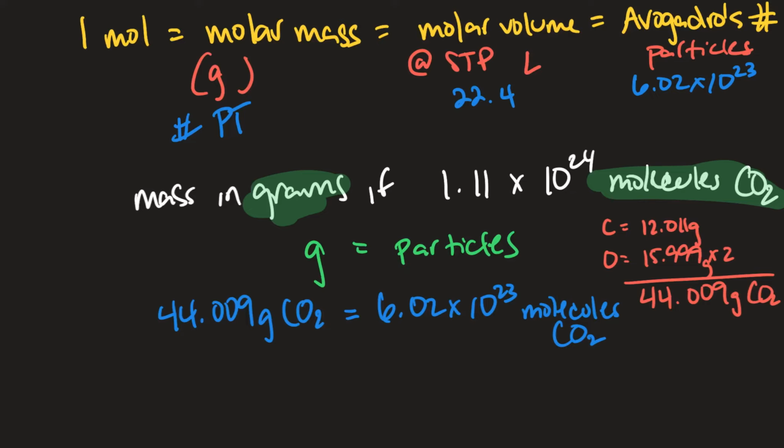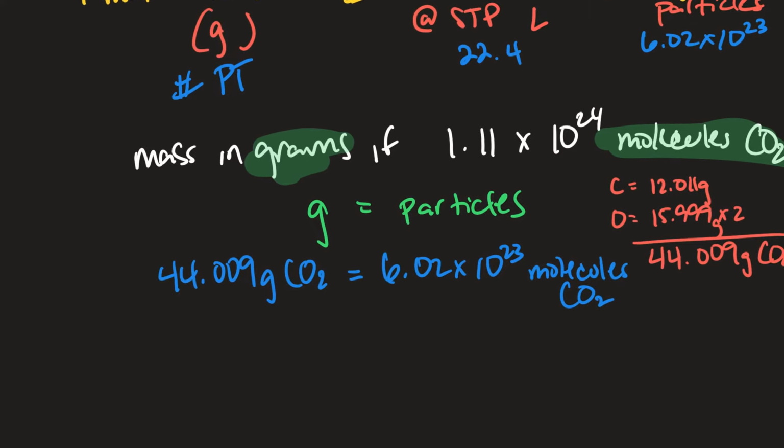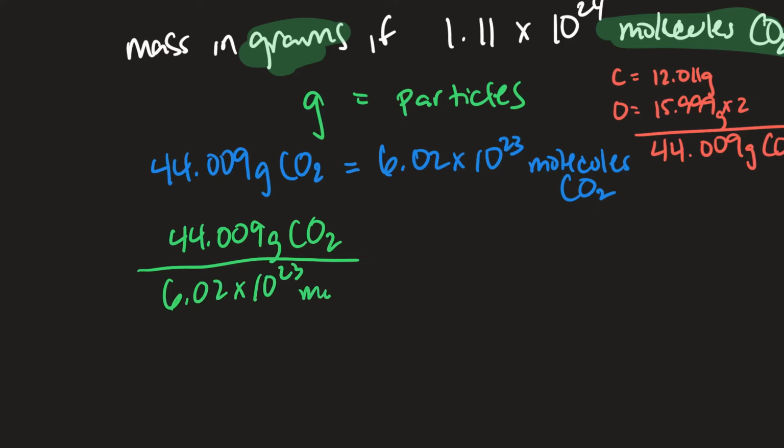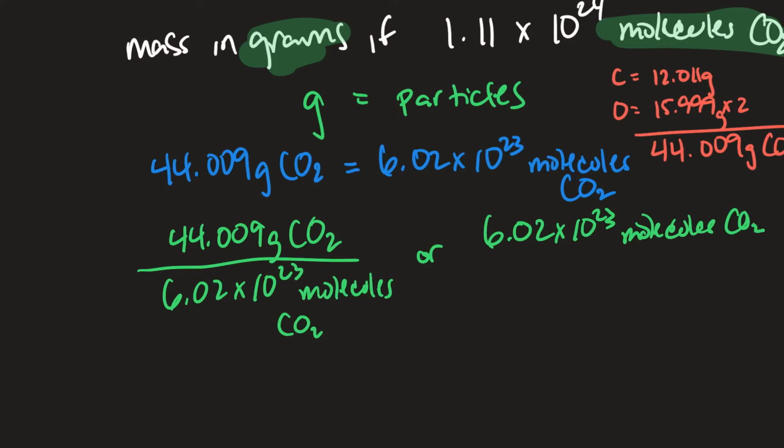So now that we have these equivalent statements, let's go ahead and write our conversion factors. Possible conversion factors: we have 44.009 grams of CO2 over 6.02 times 10 to the 23rd molecules of CO2, or 6.02 times 10 to the 23rd molecules of CO2 over 44.009 grams of CO2. So now the question is, which conversion factor are you going to use?